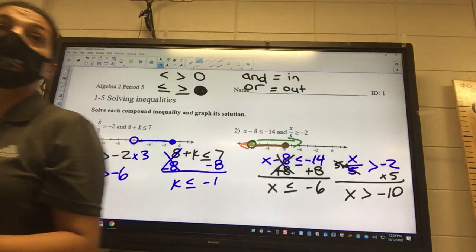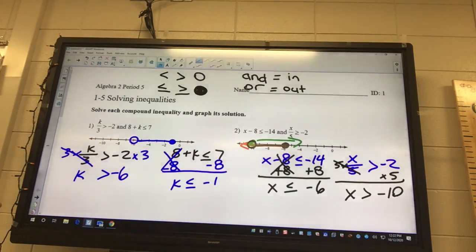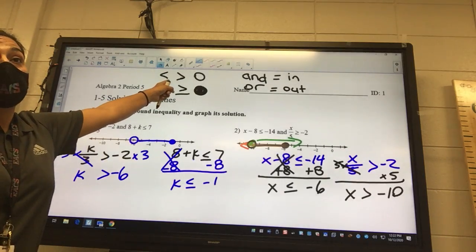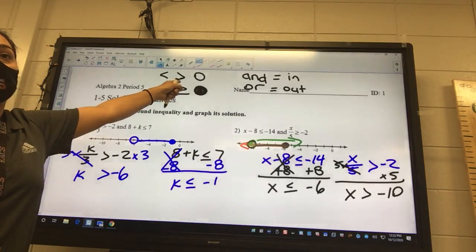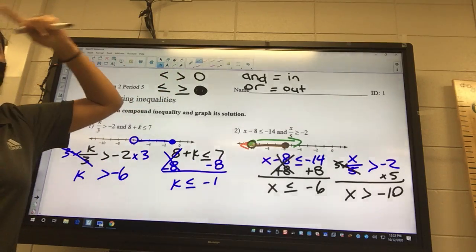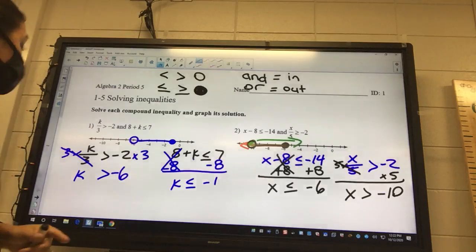Huh? What do you mean, why is it open for 10? Because look at your little chart up at the top. Why are you squinting? You can't see? You need a haircut, that's what it is.